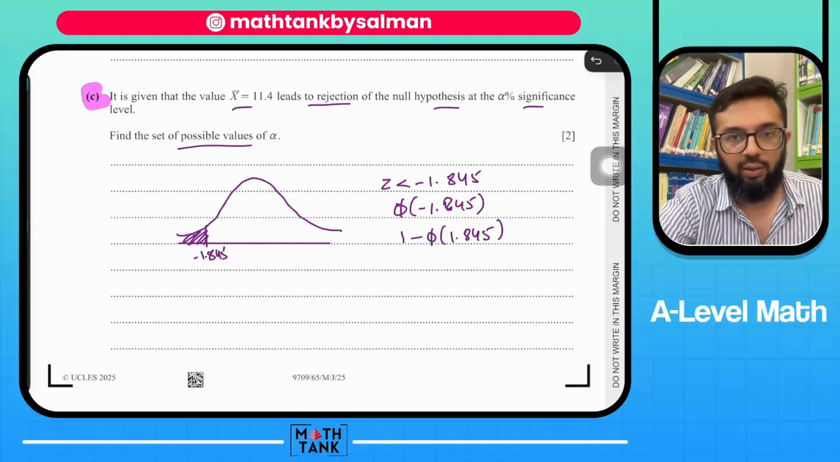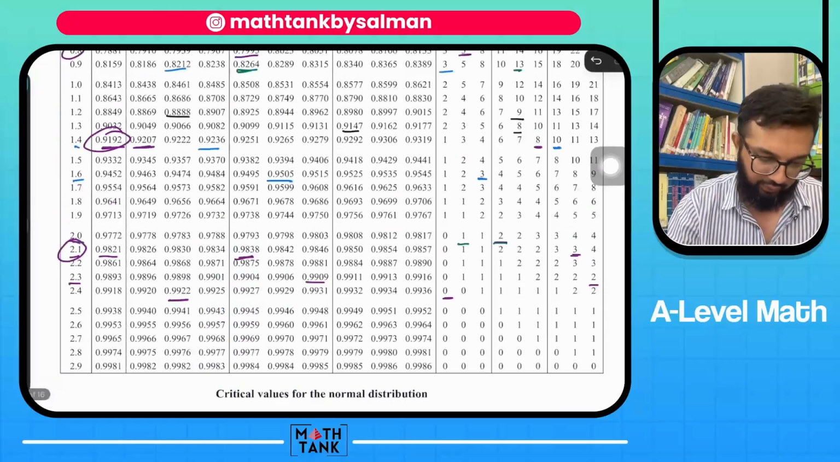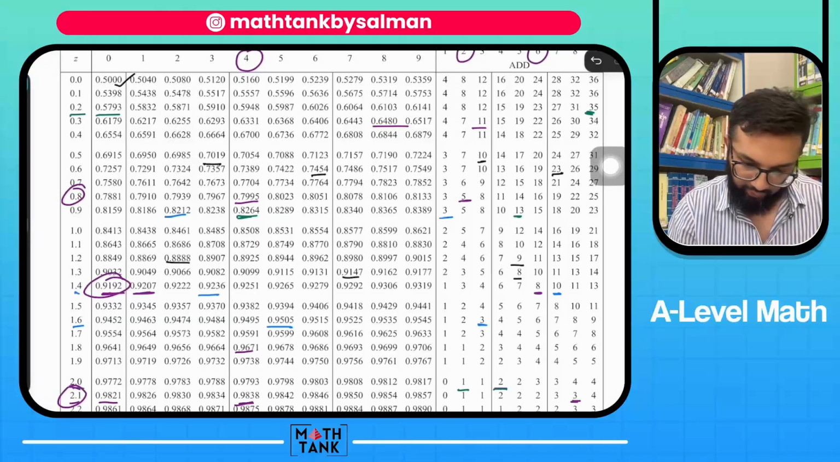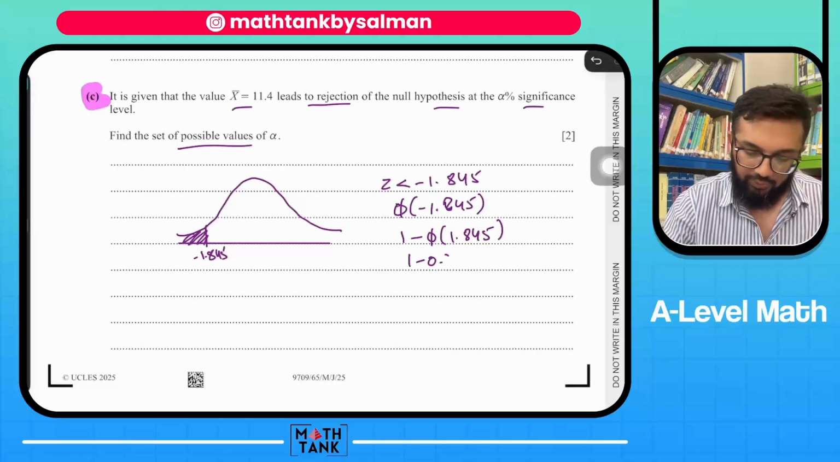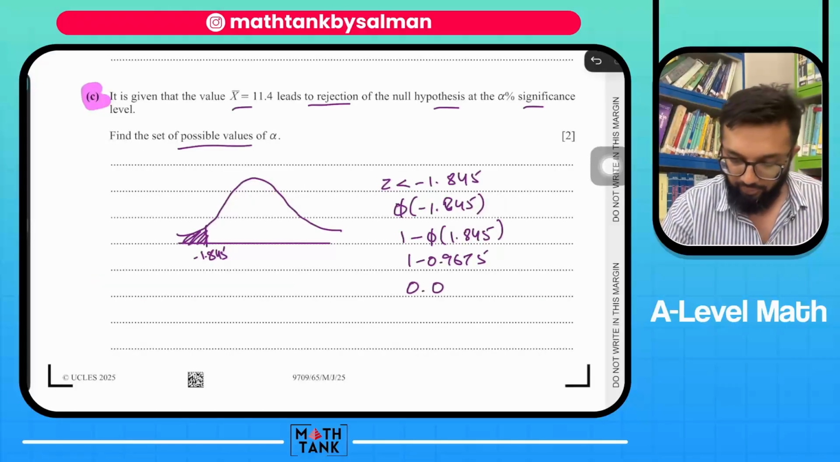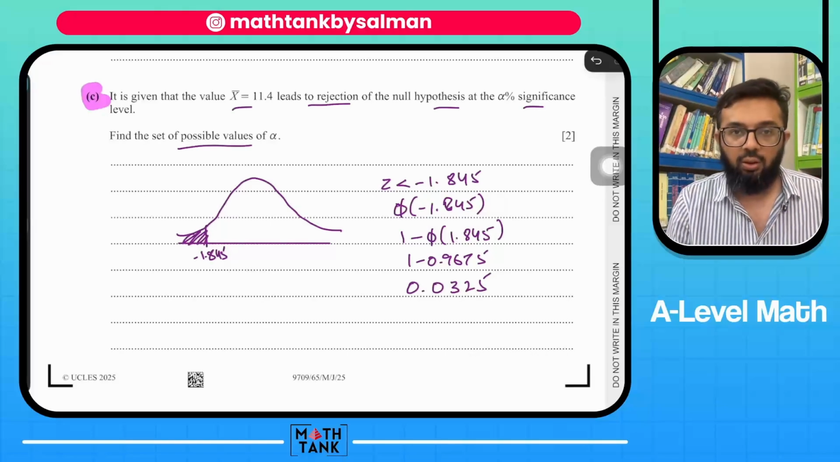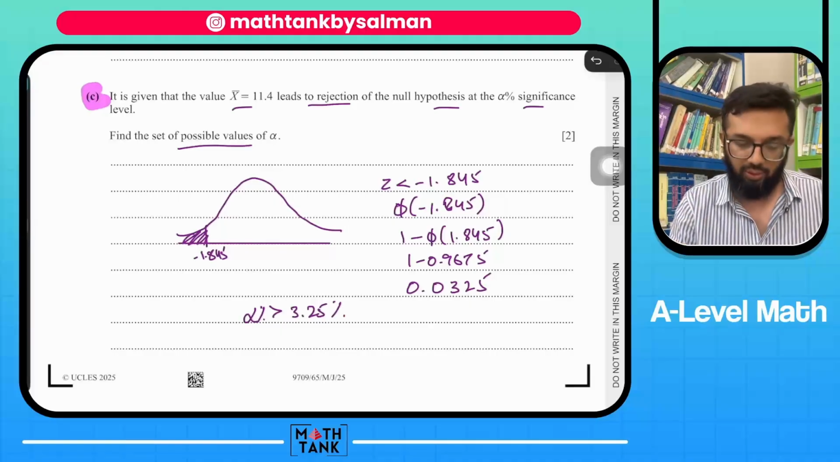What's 1.845 read from the table? If I read this from the table quickly, 1.845, 1.8, 0.9675. 1 minus 0.9675 is 0.0325. Okay, so that's the minimum amount of significance level. So alpha percent has to be greater than 3.25% for H naught to be rejected.